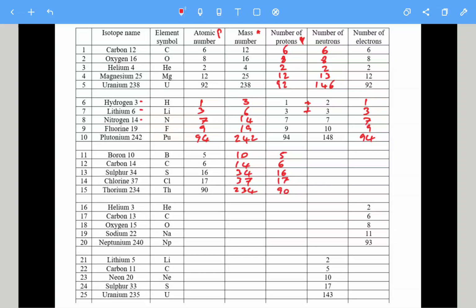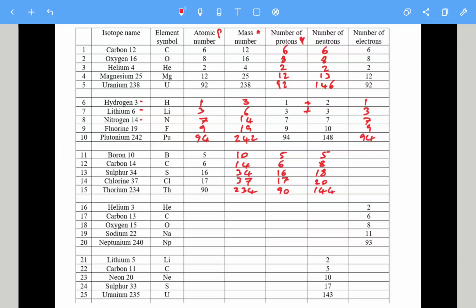Number of neutrons: the number of neutrons is the total mass, subtract the atomic number. So first one, boron 10 is 10 take away 5, which is 5. Then 14 take away 6, which is 8. The next one would be 34 for the mass, take away 16, which is 18. And then the next one, chlorine, will be 37, take away 17, which gives us 20 neutrons. And then 234 take away 90, which is 144 neutrons.